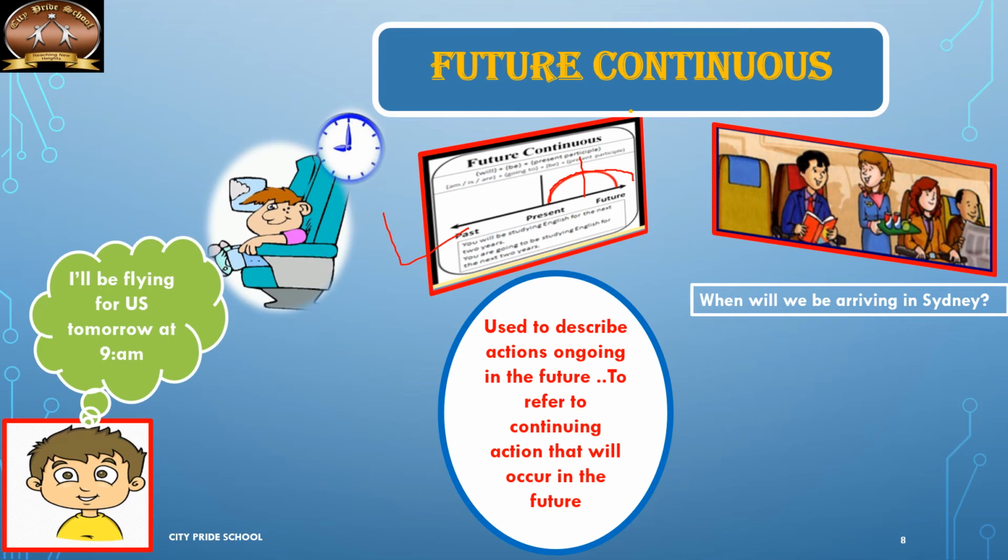For example, I'll be flying to the US tomorrow at 9 a.m. So tomorrow refers to future tense and 9 a.m. is the interruption. At that time, at 9 a.m., I will be flying. So the action is going on. When will we be arriving in Sydney? This is, of course, a WH question, but it belongs to future continuous tense as it is will be plus V4 form of the verb.